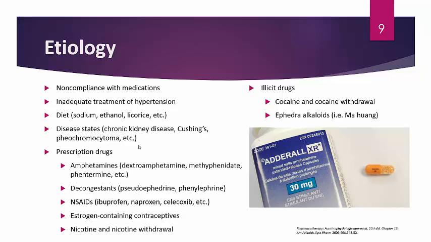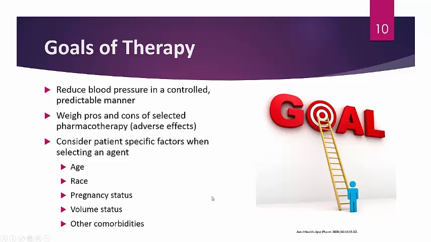In general, for goals of therapy of a hypertensive crisis, it's important to reduce blood pressure in a controlled and predictable manner. We don't want to overcorrect blood pressure too quickly, but we want to make sure that we do correct the blood pressure to minimize any further organ damage that may occur. We want to weigh the pros and cons of selected pharmacotherapy, particularly with consideration of adverse effects, because some patients may have the adverse effect of the medication you select already.